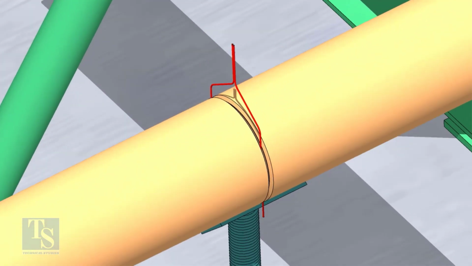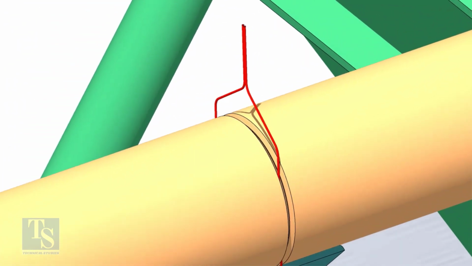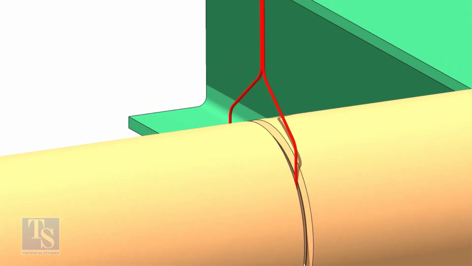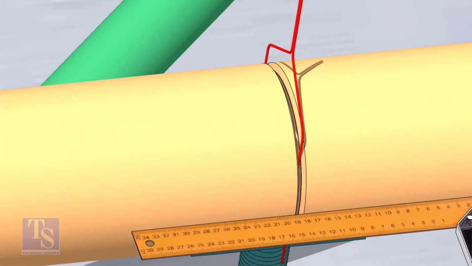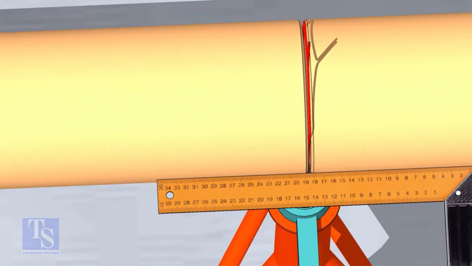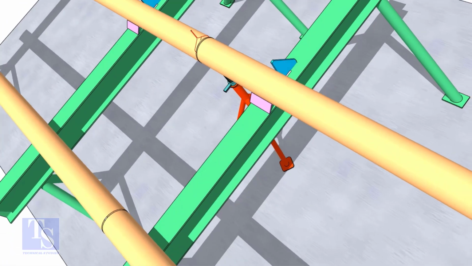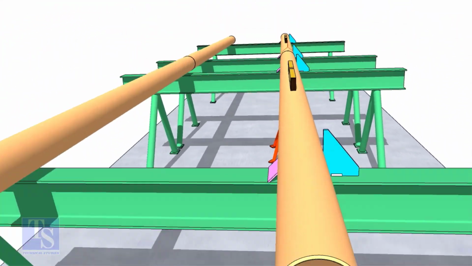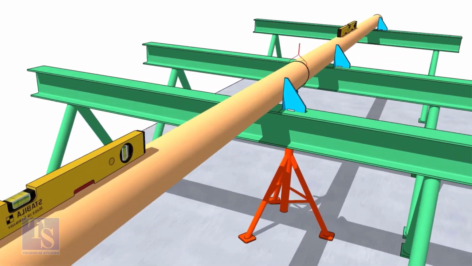Put the gap rod between the joint. Check if there is any overlap. Check the straightness of the pipes by looking from one end of the pipes. This is the best way to check the straightness.